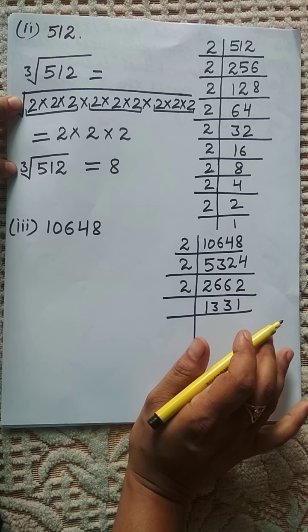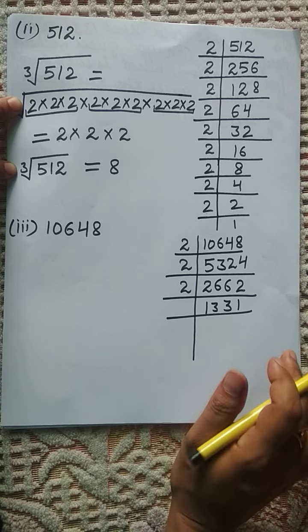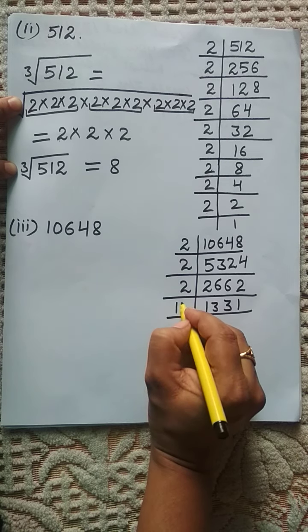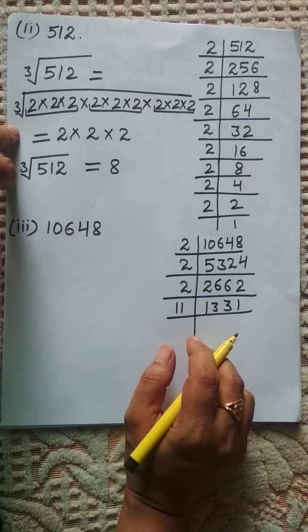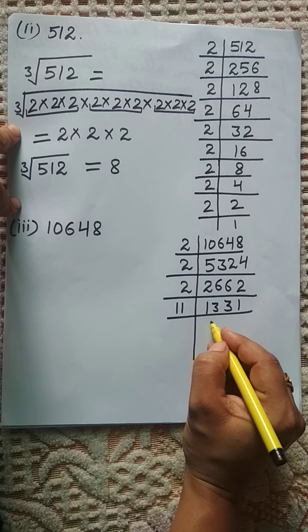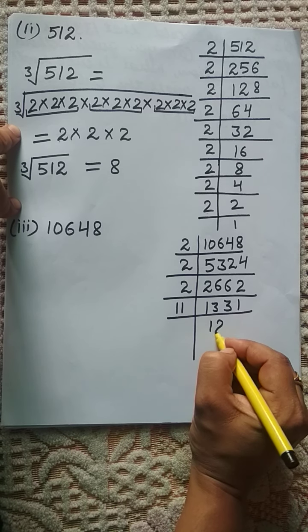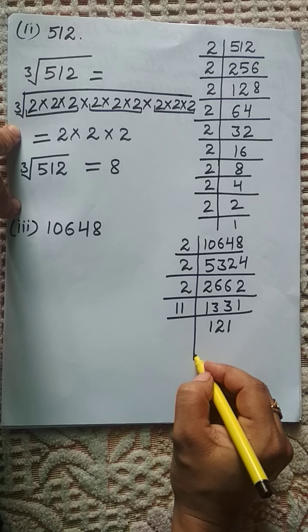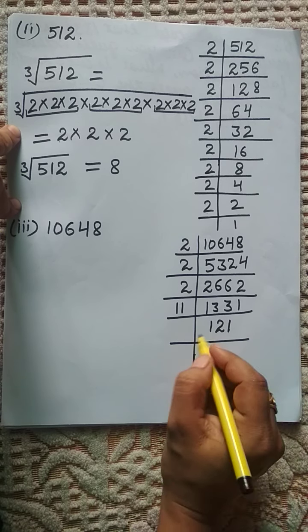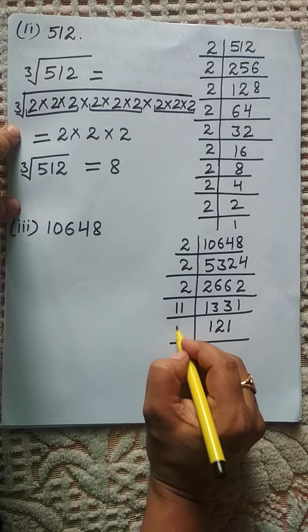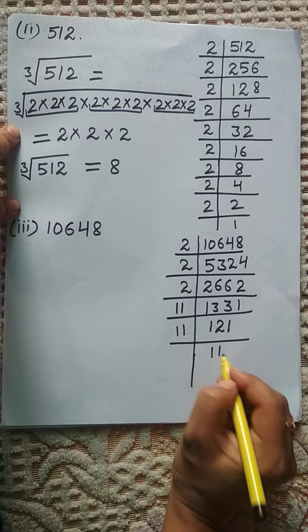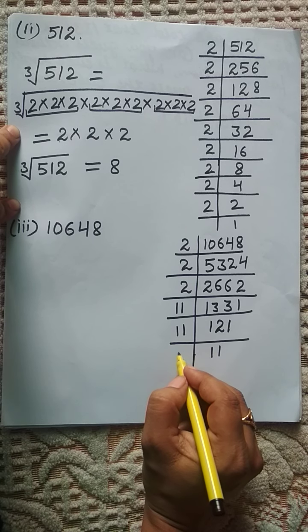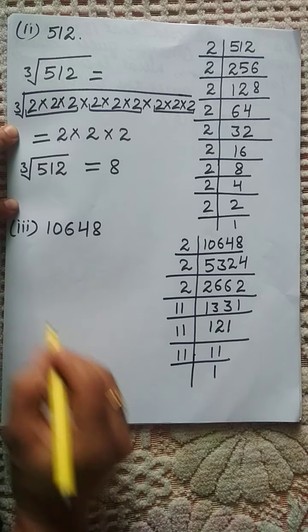This is also not divisible by 7. This number is divisible by 11. So here I'll divide it by 11. 11 ones are 11. Then 11 2's are 22 and 11 ones are 11. This is the answer. Now 121 is again divided by 11. 11 11's are 121. So 11 ones are 11 is the answer.